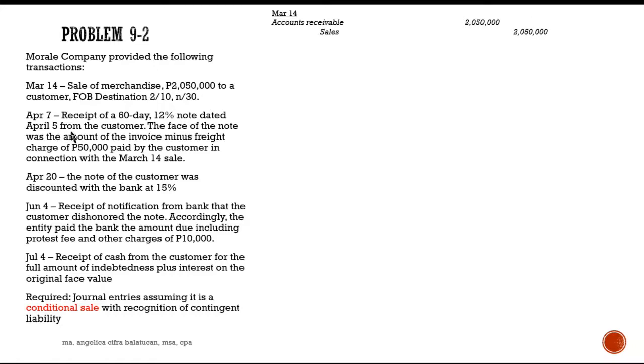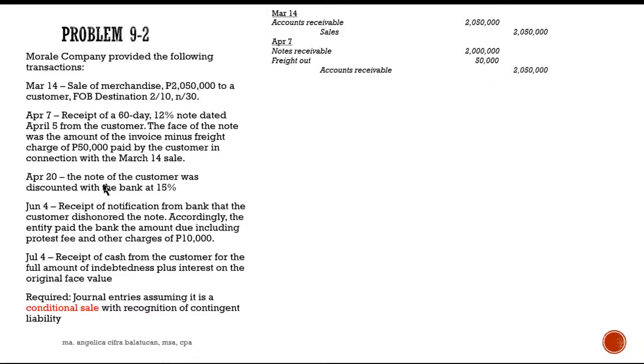On April 7, receipt of a 60-day 12% note dated April 5 from the customer. The face of the note was the amount of the invoice minus freight charge of 50,000 paid by the customer in connection with the March 14 sale. So on April 7, the entry would be notes receivable, that's 2,050,000 minus the 50,000 freight charge, which is 2,000,000, and then freight out 50,000 and credit accounts receivable 2,050,000. Okay, so the accounts receivable is replaced by notes receivable.